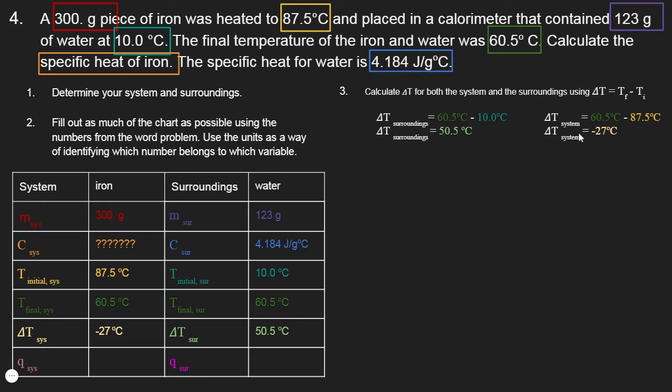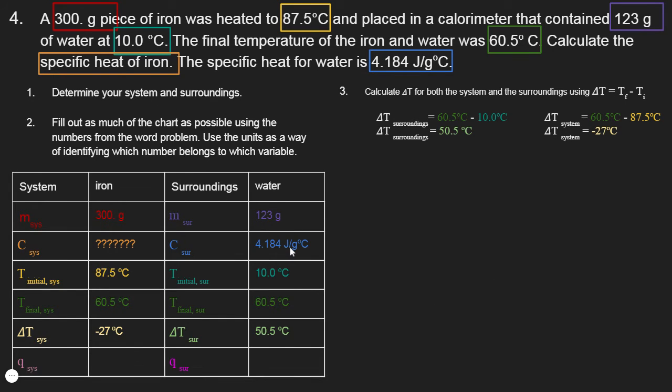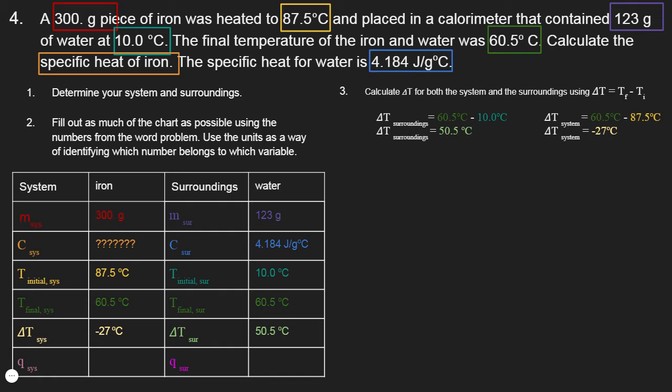Please pay attention to your signs. We're not always subtracting the smallest number from the biggest number. You have to pay attention to your variables, which is why this chart can be so helpful. Because if we know that this is our final temperature and our initial temperature, we're not going to be flip-flopping them too much in our calculations. So yes, you can have a negative change in temperature. If you get a negative number, make sure you write the negative in your table.